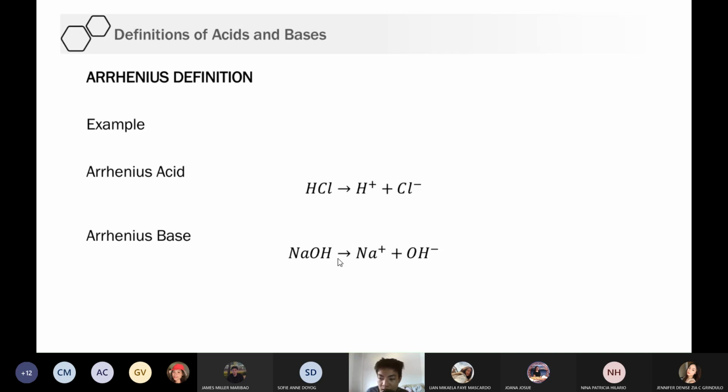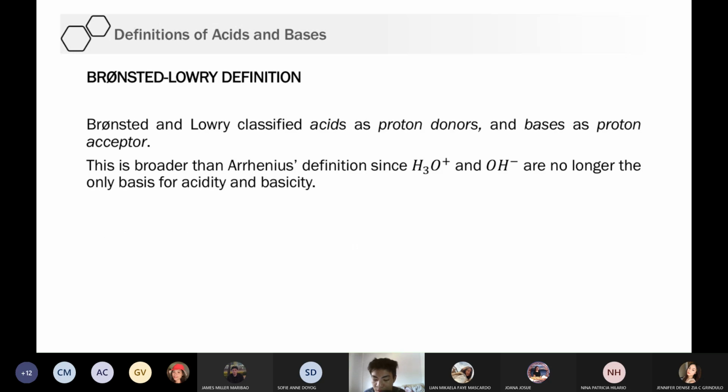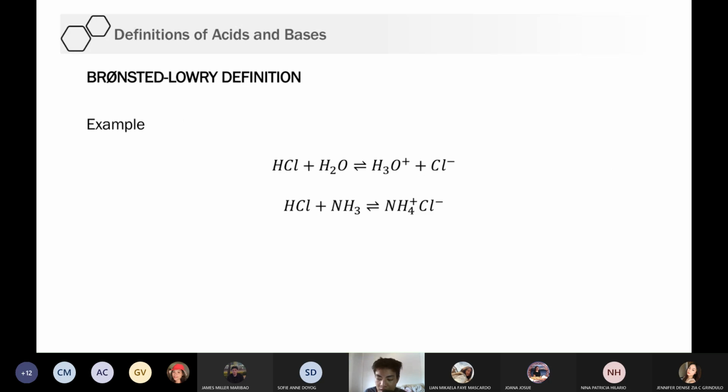Okay. So let's look at the next definition, kay Bronsted-Lowry definition. So dalawang tao yan, si Bronsted and si Lowry. They describe the acid and base as either proton donors for acid and proton acceptors for base. Okay? So yan. So paano? Okay, ganito lang. Just look at the equation we have here. So we have HCl plus H2O. It is in equilibrium to produce H3O plus and Cl minus.